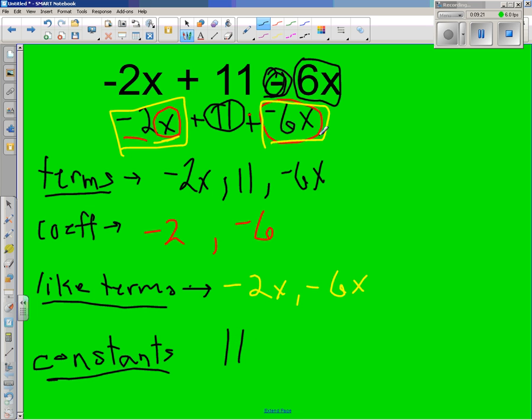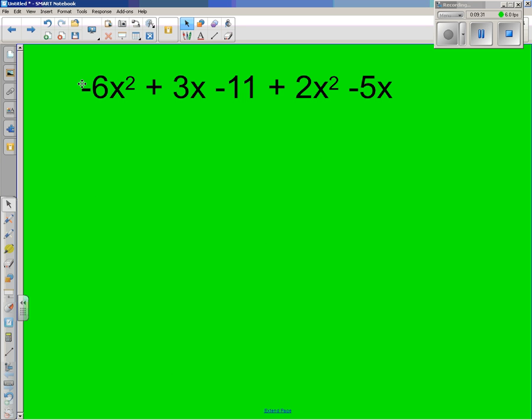Okay? This next one that I'm going to give you is going to be the question for your reflection. I want you to see if you can identify the terms, the coefficients, the like terms, and the constants. It's a challenging one. Don't forget our definition of a like term. A like term is any term that has the exact same variable, including the exponent. Big hint there, guys.